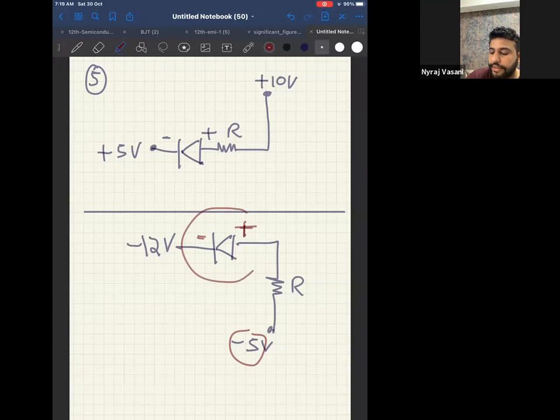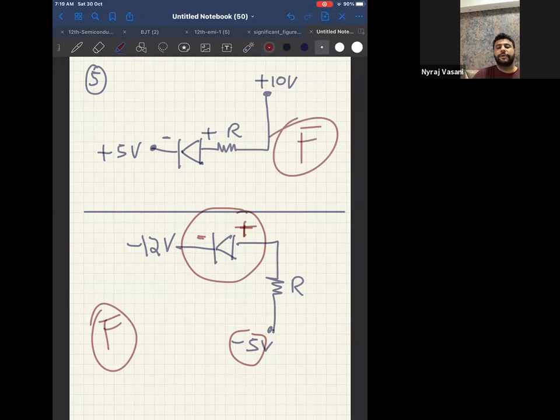Now, can I say this is also forward biased? Because positive is connected to positive and negative is connected to negative. Therefore, even this is your forward bias. Understood this question, all of you? Now, next question.